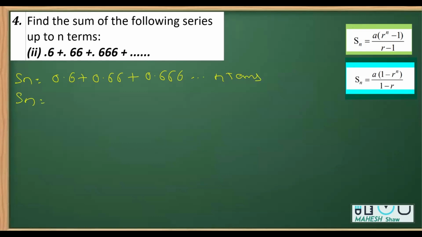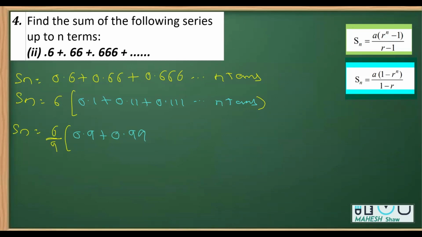Now what I can do here is take 6 as common, right? So I'll take 6 common. This way what we are going to get inside is 0.1 plus 0.11 plus 0.111, so on up to n terms. Now in the next step, we'll be multiplying and dividing by 9. So outside, let's say I first divide it by 9 and I'm going to multiply by 9. This multiplied by 9 is 0.9 plus 0.99 plus 0.999, and so on up to n terms.